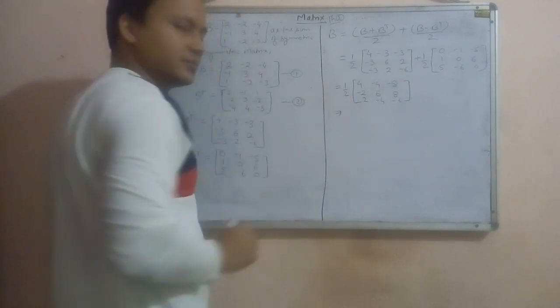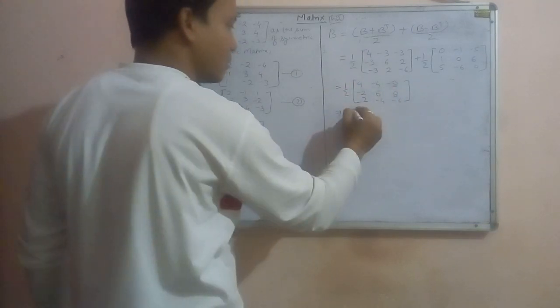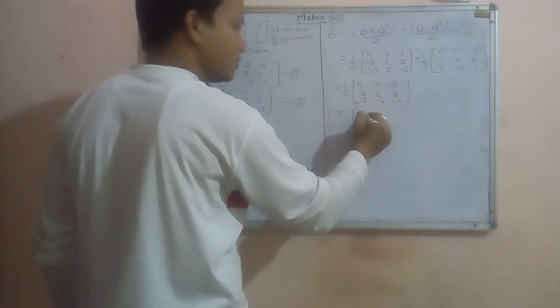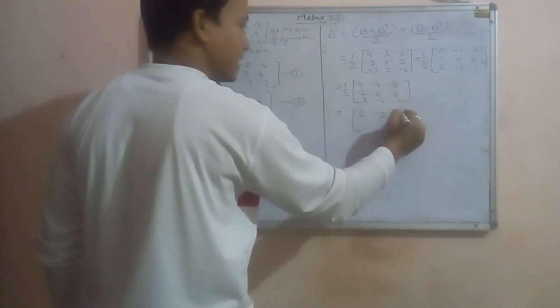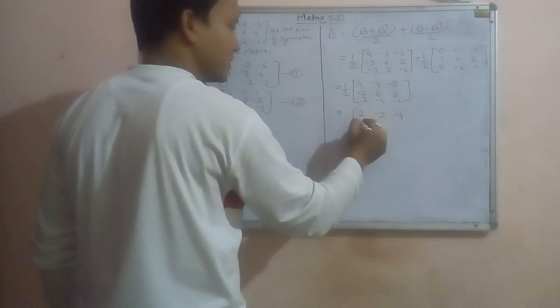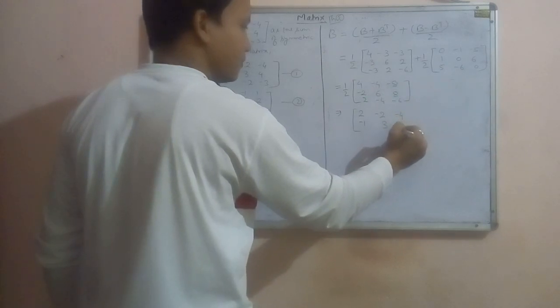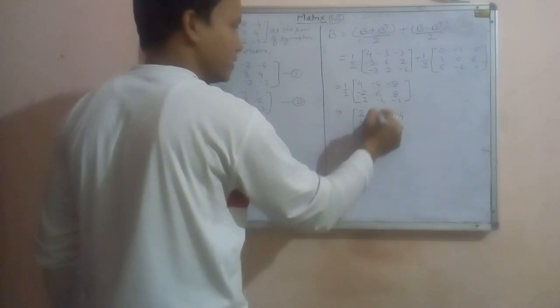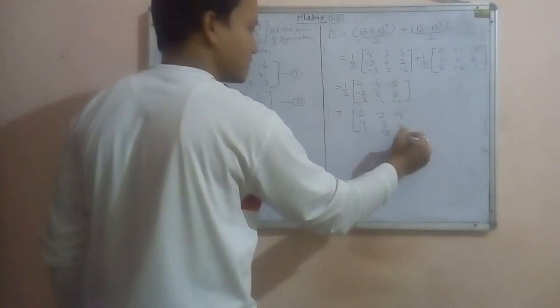On dividing every element of the matrix by 2, we get 4 divided by 2 is 2, -4 divided by 2 is -2, -8 divided by 2 is -4, -2 divided by 2 is -1, 6 divided by 2 is 3, 8 divided by 2 is 4, 2 divided by 2 is 1, -4 divided by 2 is -2, and -6 divided by 2 is -3.